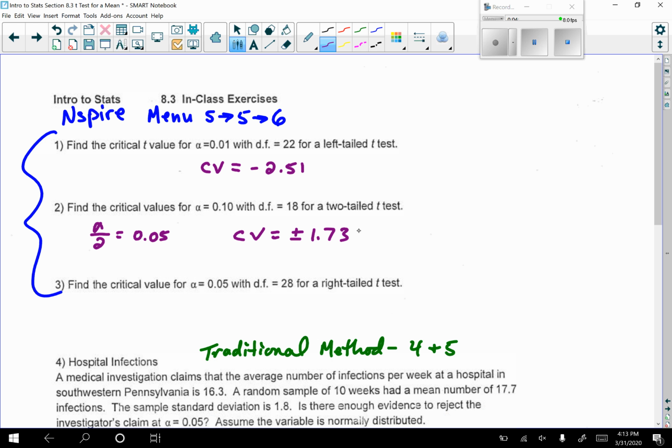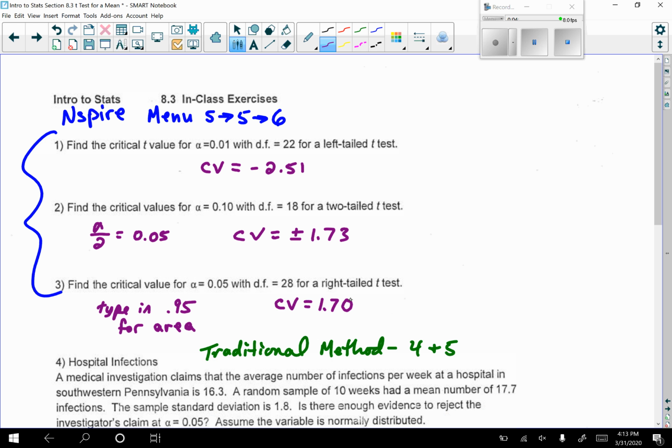And for number 3, critical value for alpha equals 5%, degree of freedom is 28. It's a right tail test, so this little 5% of the area is shaded in to the right, which means 95% is to the left of this critical number. So we need to type in a 0.95 for area. And when you do this, we should expect a positive number. Our critical value should come out to be a 1.70.